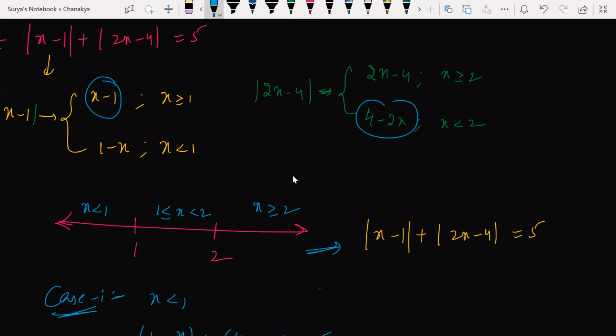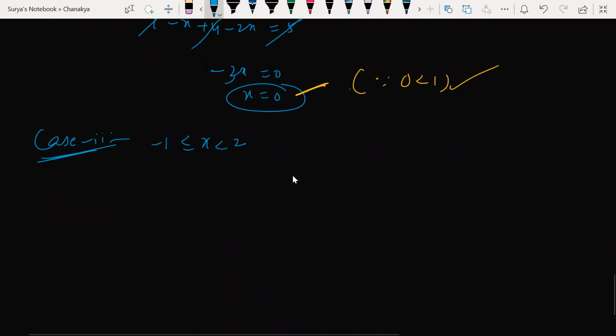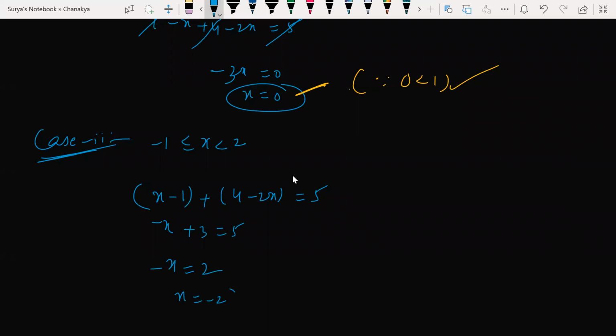This is a function. So just substitute that. X minus 1 plus 4 minus 2x is equal to 5. So x minus 2x, how much? Minus x plus 3 is equal to 5. Minus x is equal to 2. X is equal to minus 2, I'll be getting.